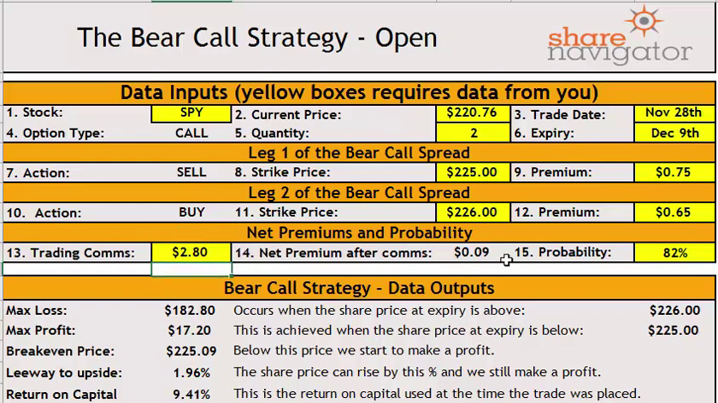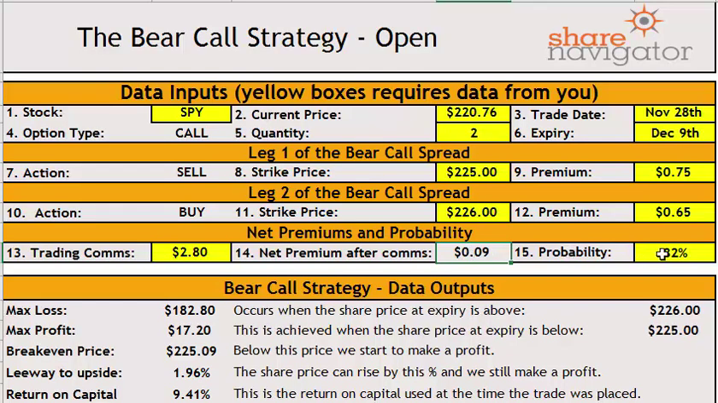The next section here, again, is automatically populated for you. It's the net premium per share that you're taking in. Remember, this is a credit spread after the trading commissions are taken out. So if you look at it here, we're selling the 225 call. We're taking in a premium of 75 cents for doing that. And at the same time, we're buying the 226 call, but we're paying out 65. So that's a net credit of 10 cents there. But of course, we've incurred a trading cost, which must be taken into consideration. And when we've done that for you, it's a 1 cent reduction in the credit that you've received.